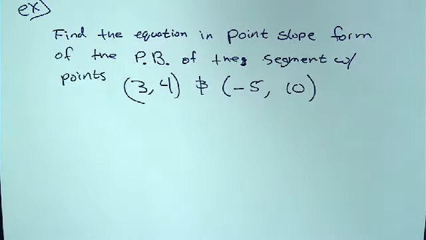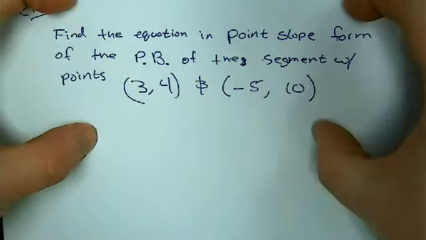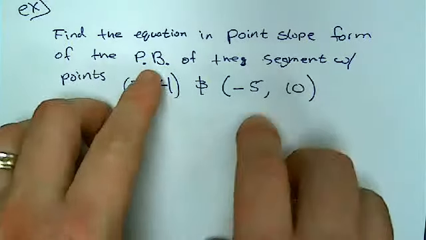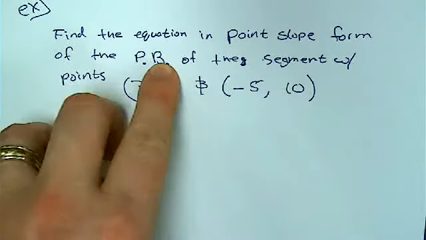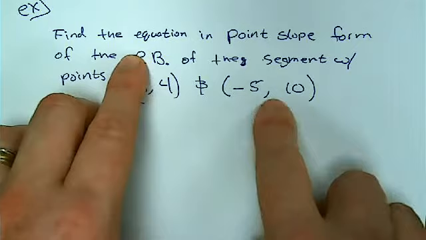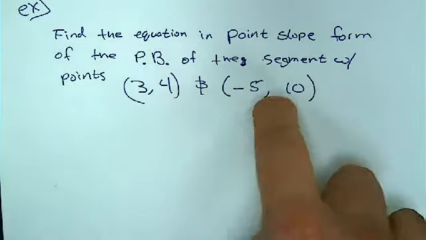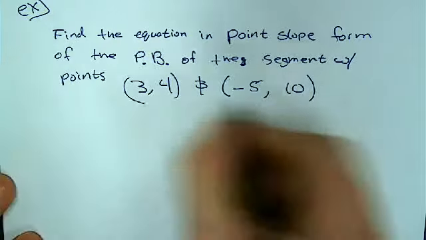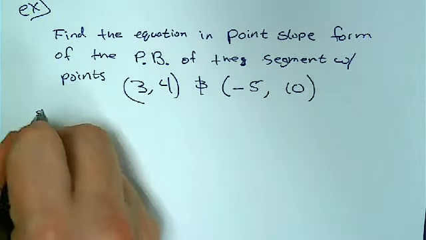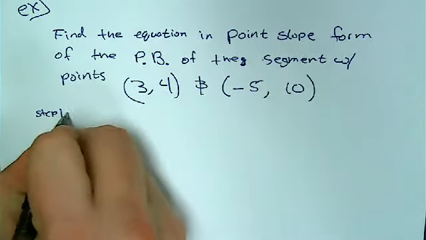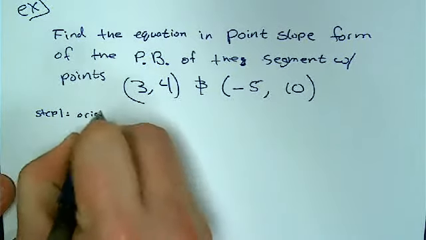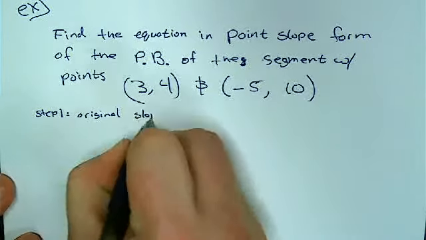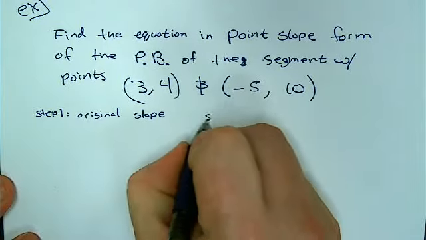Well, that means for this problem, I need to be looking for something that is the bisector of it and is perpendicular to it. So let's take it in order. First thing I gotta do is find the slope of that original line. So step one, get the original slope. Now that we should be pretty good to go with at this point.